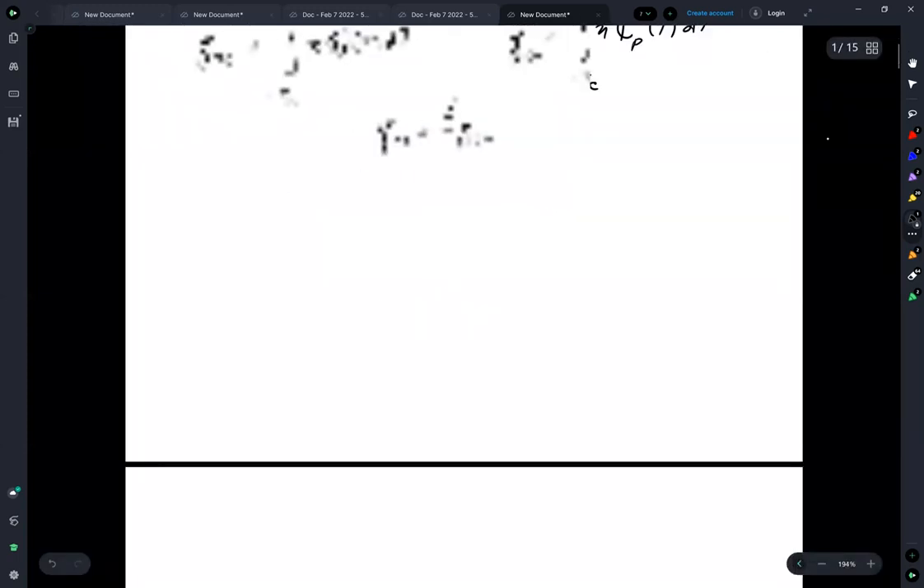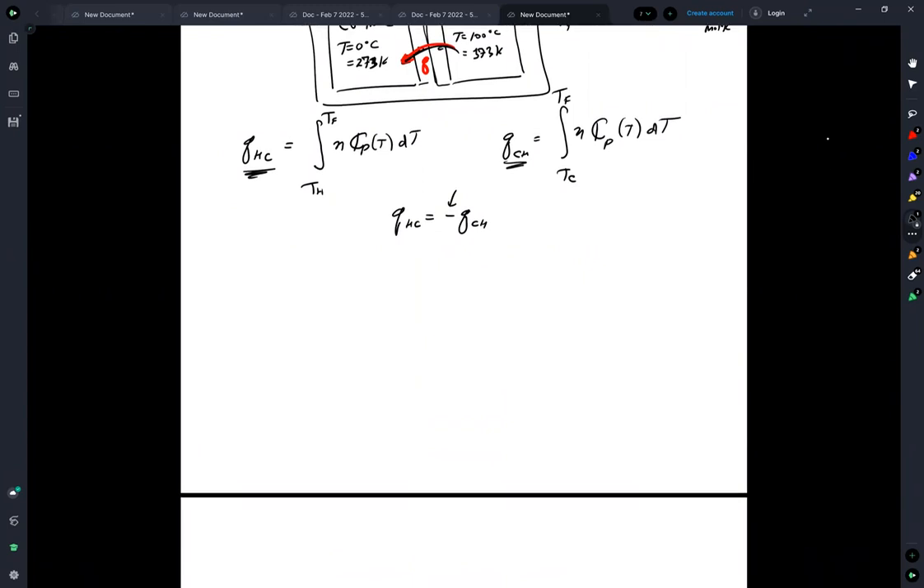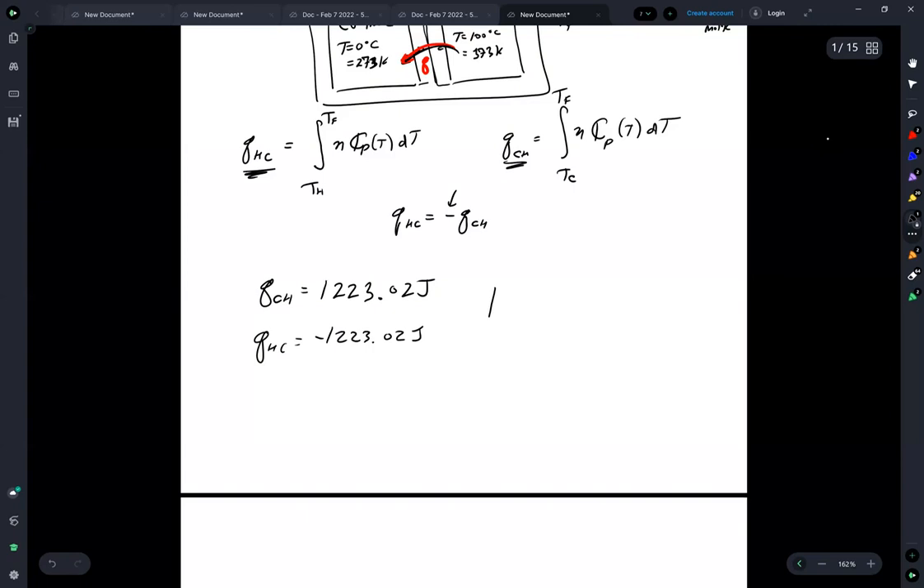And notice for each one, I'm computing it as though I'm inside the hot side or inside the cold side. And when you perform the integral, you get QCH is equal to 1223.02 joule, which is equal to minus QHC. QHC is equal to minus 1223.02 joule. And the final temperature is 323.74 K, which is 50.74 degrees Celsius.